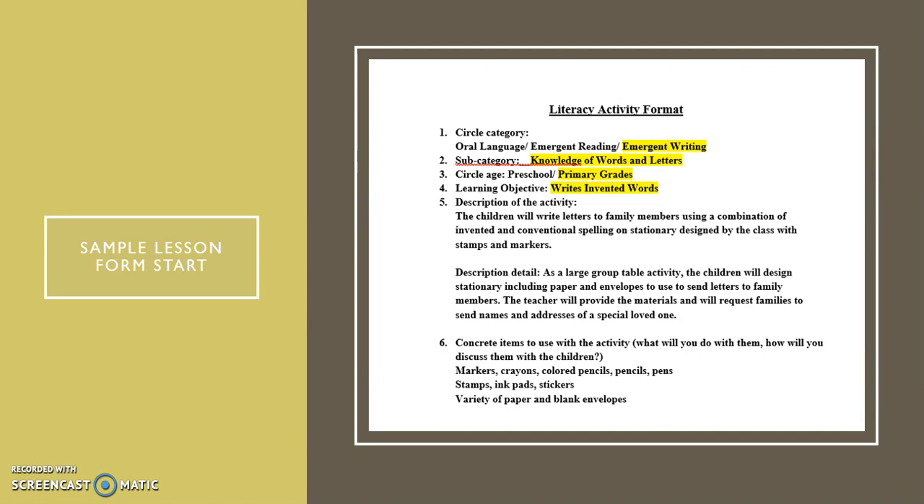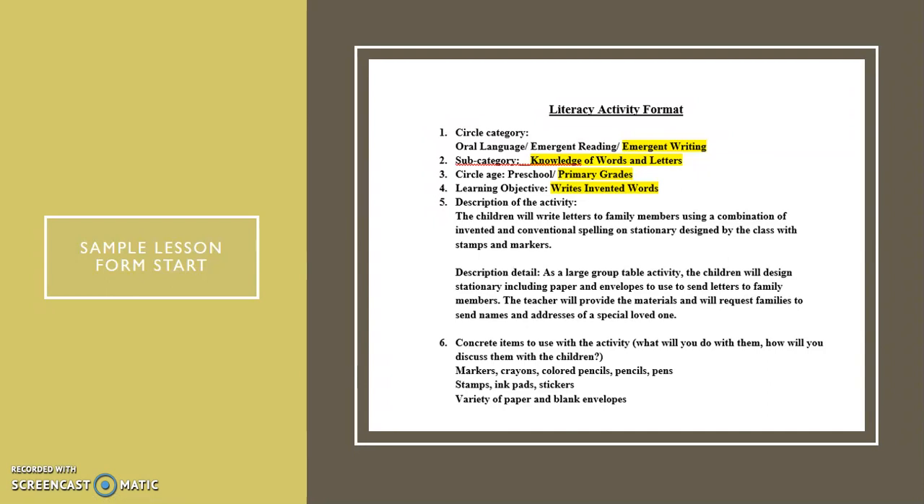So here is my example. Here's my literacy format. My category is emergent writing. My subcategory is knowledge of words and letters. I selected primary grades because I was interested in kindergarten, first grade. And then I chose for my learning objective, writes invented words. Here's my description of the activity. And I went ahead and wrote this as an activity objective.